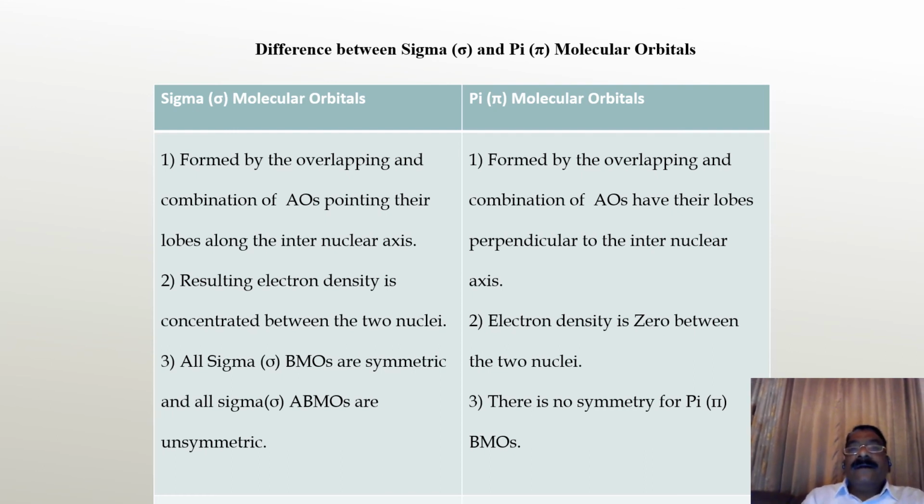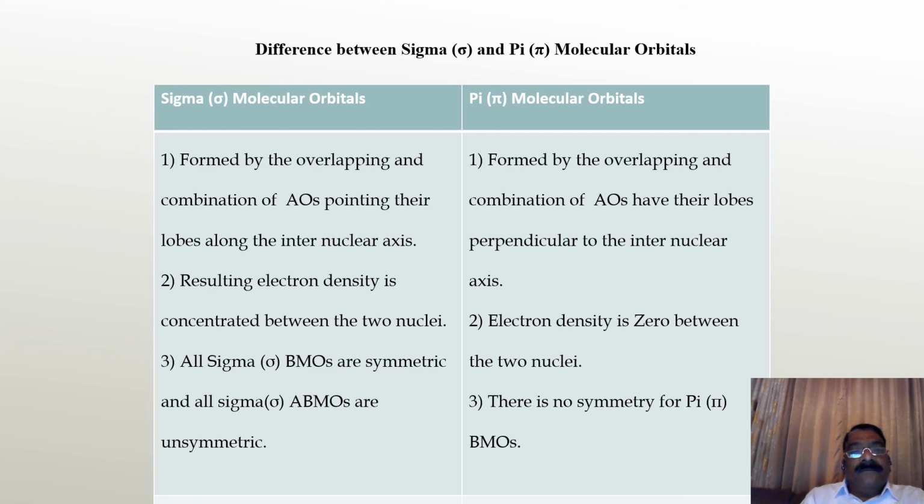Difference between the sigma and pi molecular orbitals. Sigma MOs are formed by the overlapping and combination of atomic orbitals pointing their lobes along the internuclear axis, while pi molecular orbitals are formed by overlapping and combination of atomic orbitals having their lobes perpendicular to the internuclear axis.